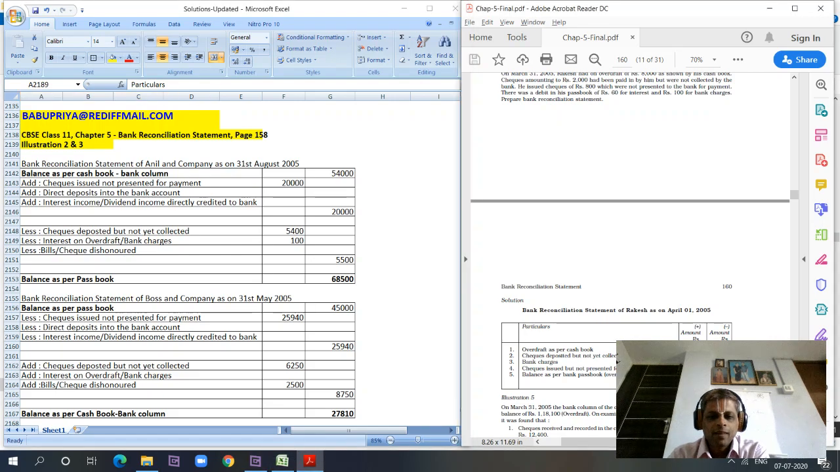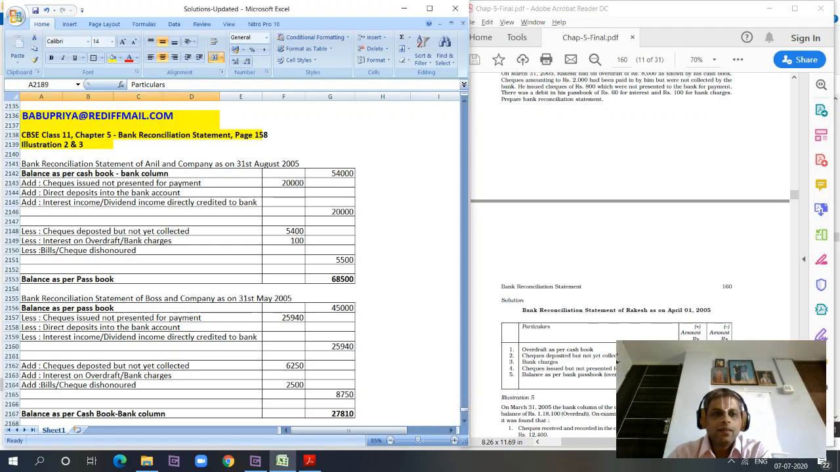Let's continue with the bank reconciliations. In the last class, we saw balance as per cash book, favorable balance, and another question with balance as per passbook, favorable balance. We also discussed that whatever adjustments we add when we arrive at the balance from cash book bank column to bank passbook should be reversed. When we start from cash book bank column, we have to add checks issued not presented for payment, because that is again a timing difference.